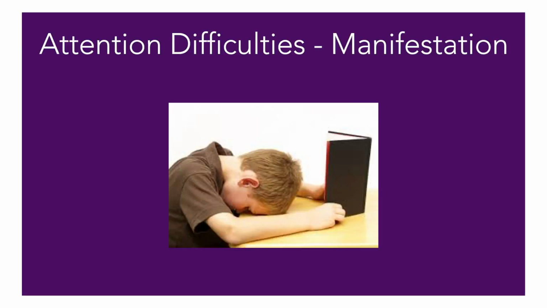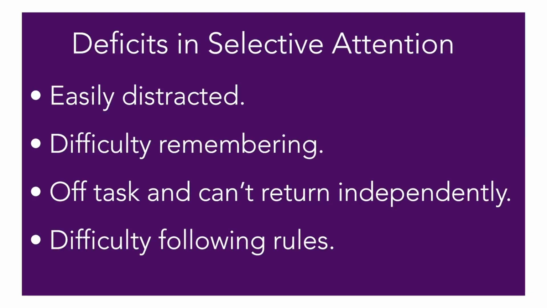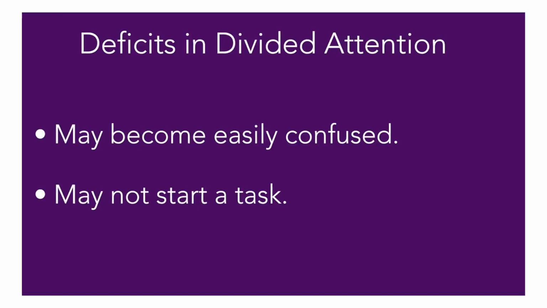Difficulty with attention following a TBI will negatively impact the student's ability in the classroom setting. A student with difficulty in selective attention may present with the following challenges. They may be easily distracted, have difficulty remembering what is said or what is needed to be done, become off task and can't self-return to task, and have difficulty following rules. A student with difficulty in divided attention may present with the following challenges. The student may become easily confused. The student may not start a task.